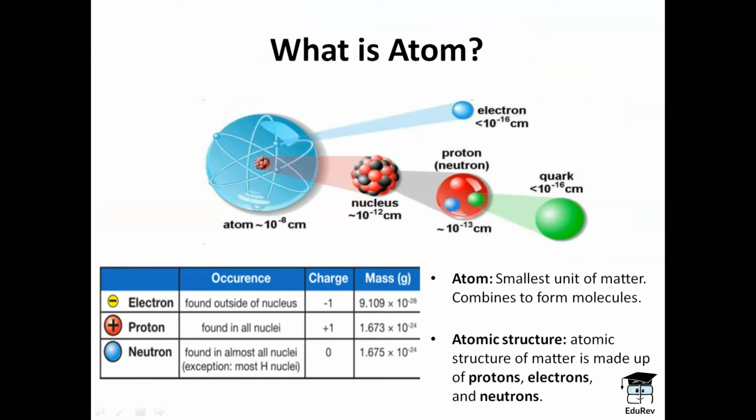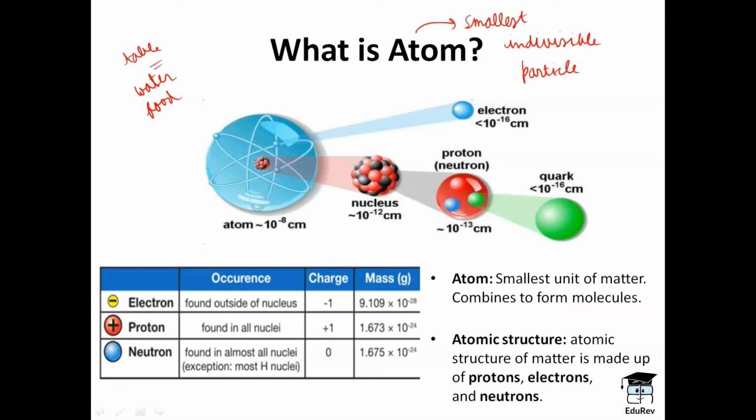So what is an atom? Atom is the smallest indivisible particle of an element. Everything is made up of atoms. The water you drink, the food you eat, your table, your chair, your pen, everything is made up of atoms.